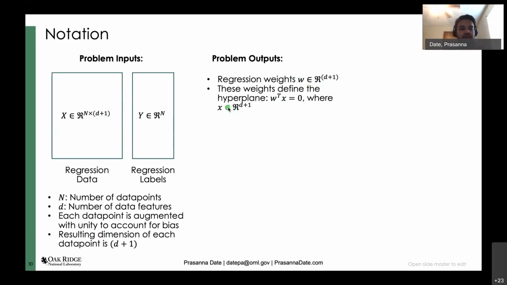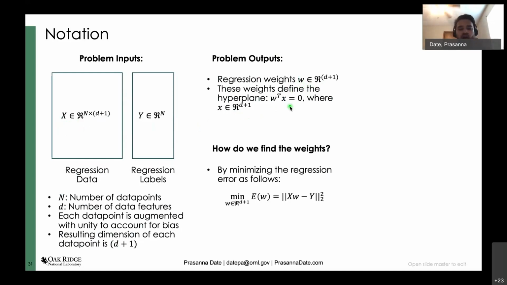Okay, so when we are trying to train a regression model, we are given X and y, and what we want to find are the regression weights, W, and these weights will define the hyperplane W transpose X equals 0. How do we find these regression weights? Well, the regression error is very well defined, and it is shown by this Euclidean error squared expression, the Euclidean norm of X times W minus y. The variable that we're trying to optimize is W, and we want to minimize this error.